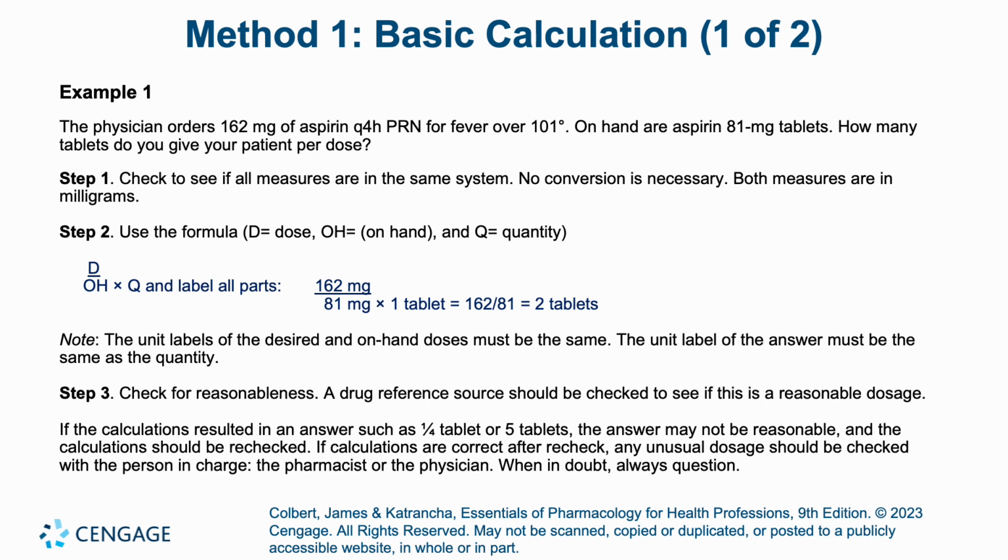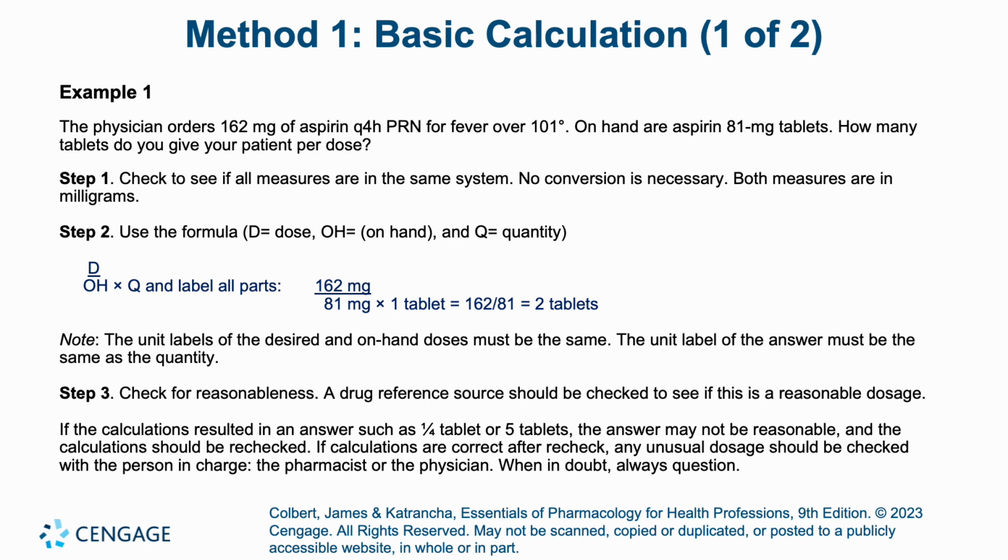Note that the unit labels of the desired and on-hand doses must be the same, and the unit label of the answer must be the same as the quantity. So you want to make sure that you know that there's 81 milligrams in one tablet, tablet being the quantity. Your final unit of measurement is tablets.